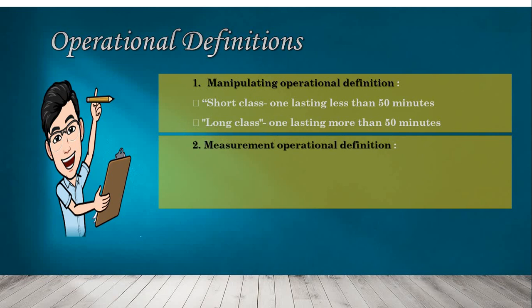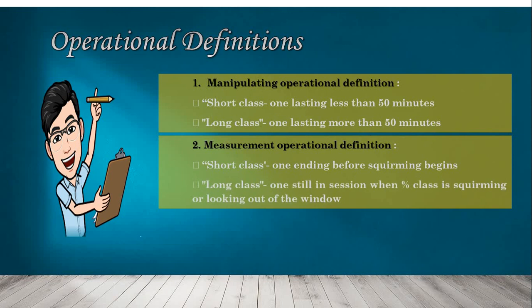Second, measurement operational definition. Examples: short class is defined as one ending before screaming begins. Long class is defined as one still in session when a percentage of the class is squirming or looking out of the window. So as you can see, these are defined by their measurement and their scientific explanation.